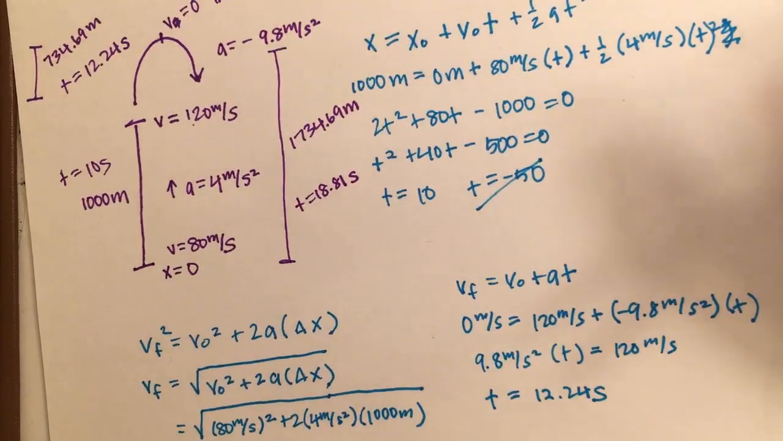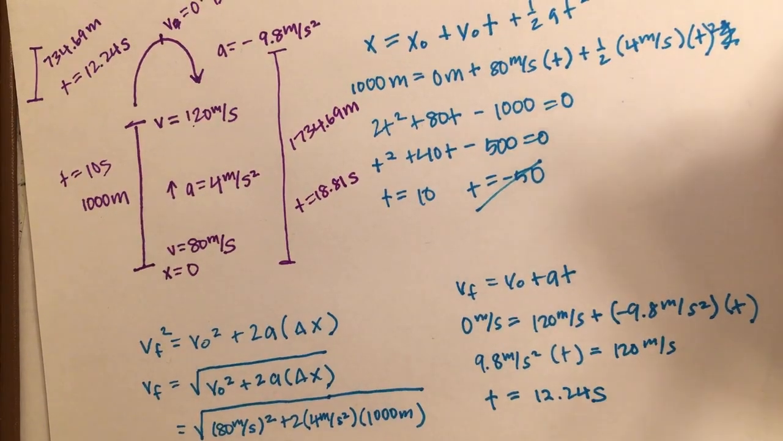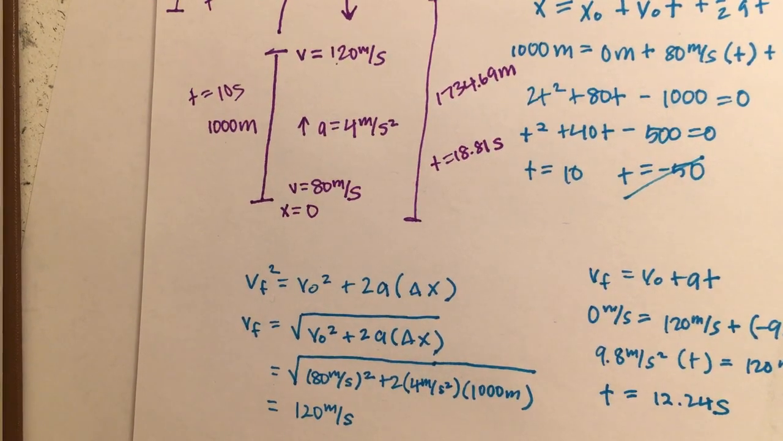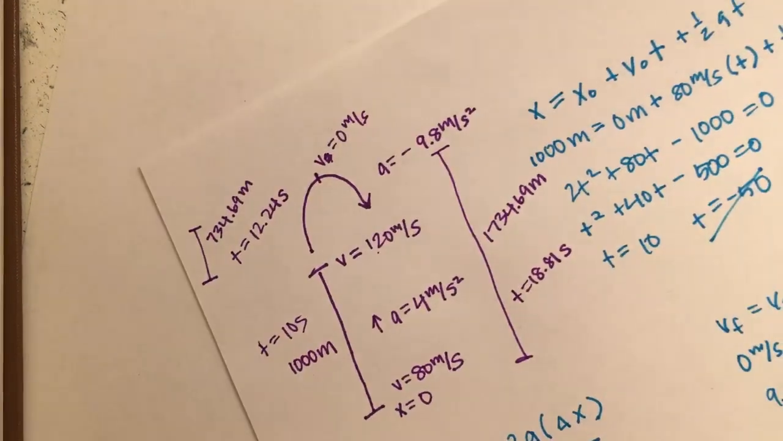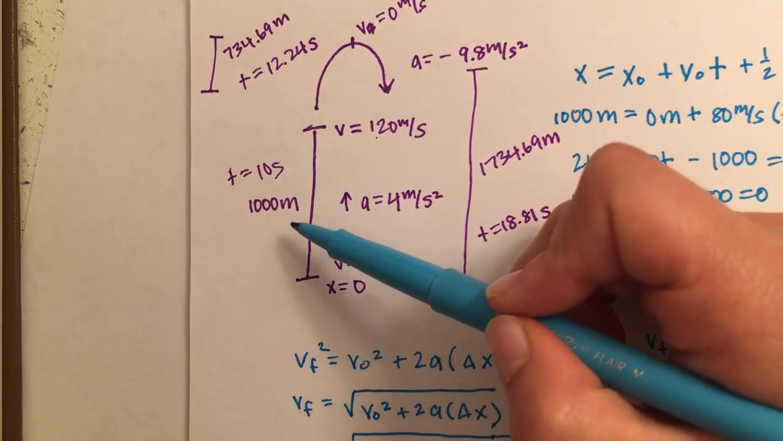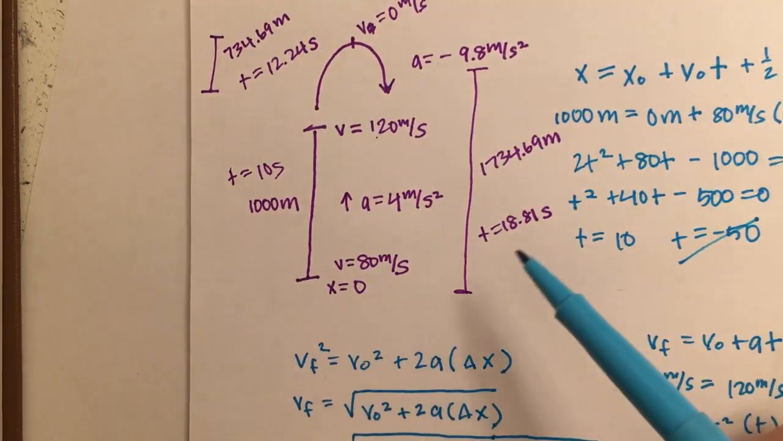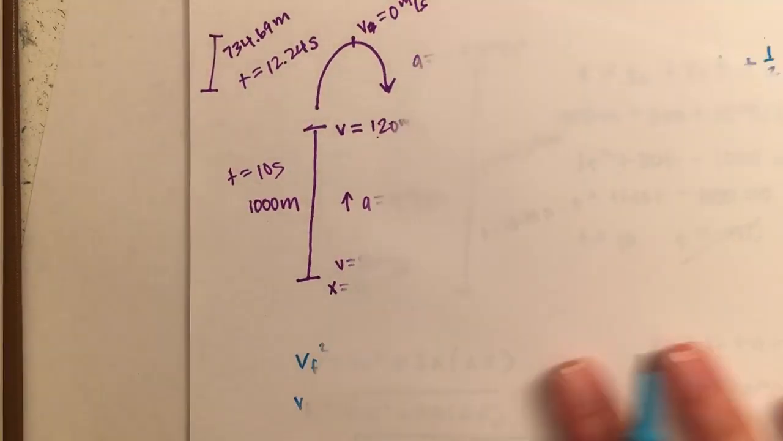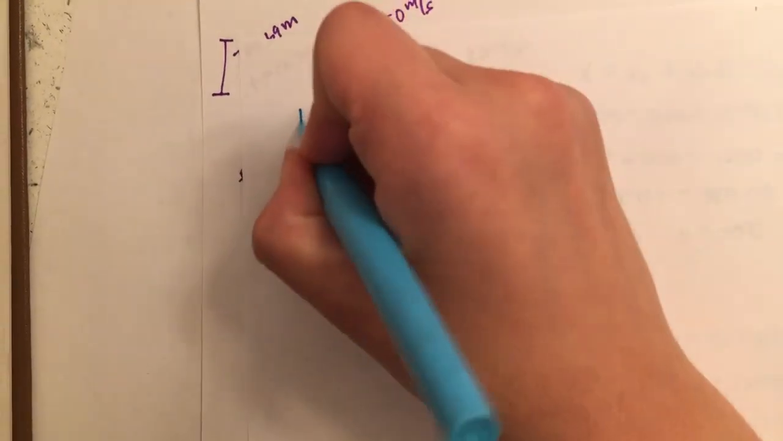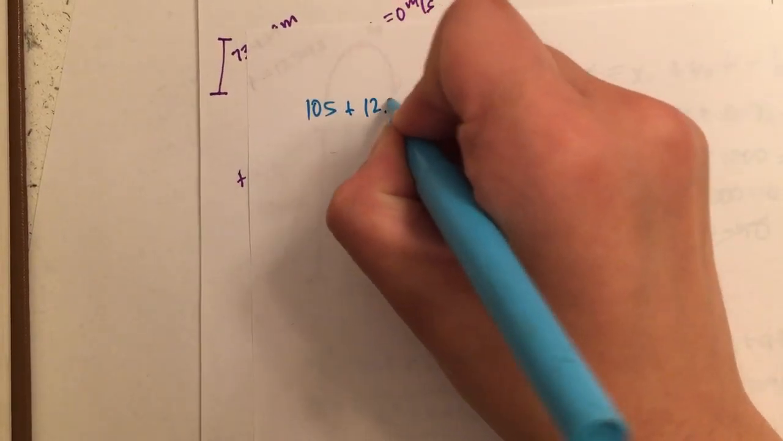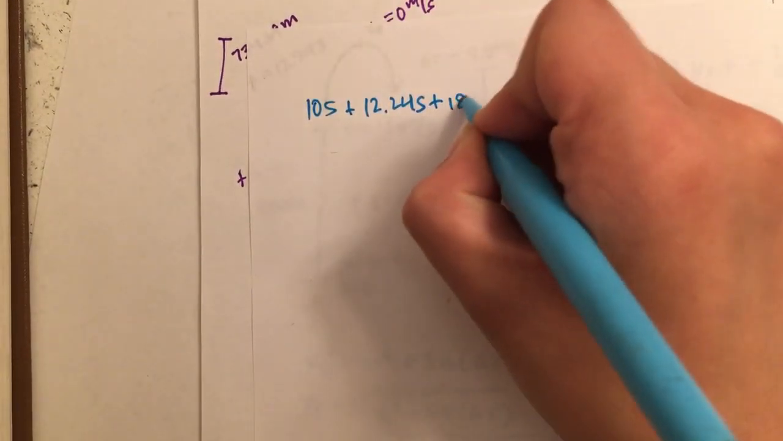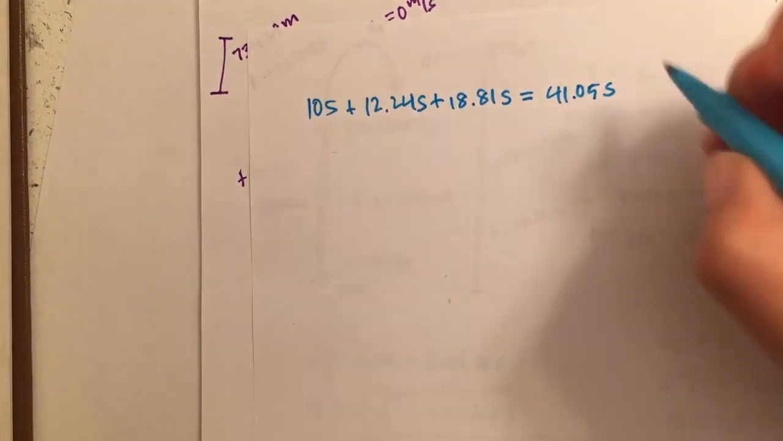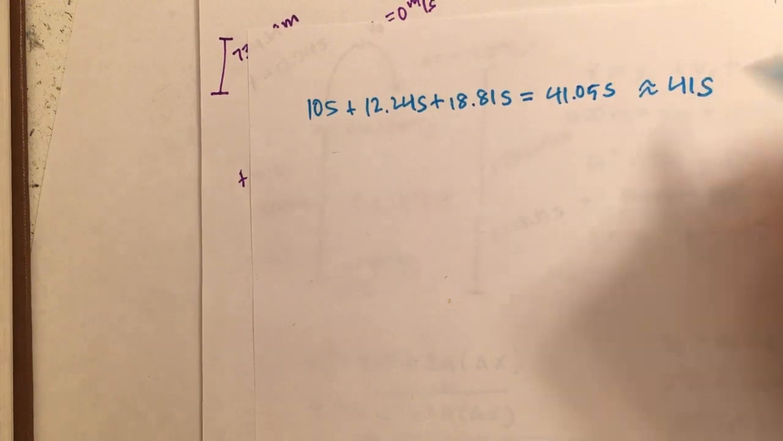Alright, so the first question is, for what time interval is the rocket in motion above the ground? So we have that the rocket was in motion for 10 seconds here, 12.24 seconds here, and 18.81 seconds over here. So adding that all together, 10 seconds plus 12.24 seconds plus 18.81 seconds is equal to 41.05 seconds, which is approximately 41 seconds.